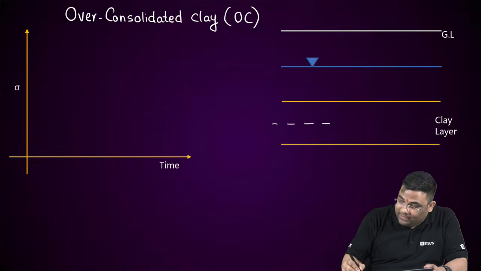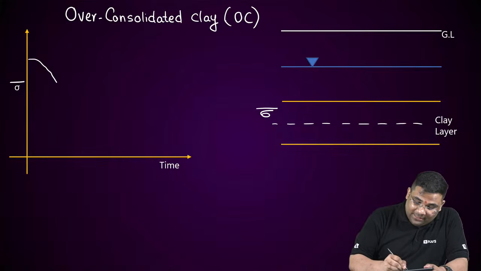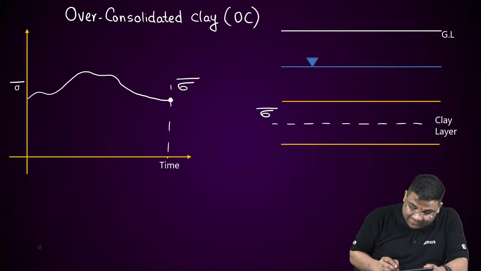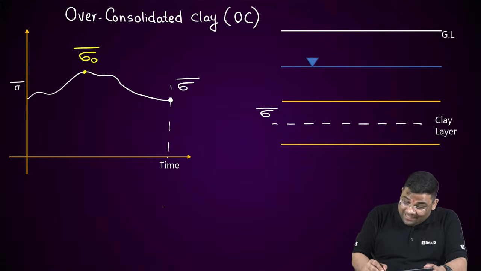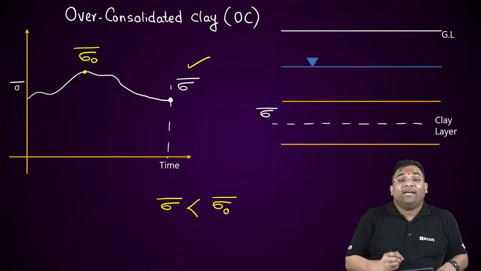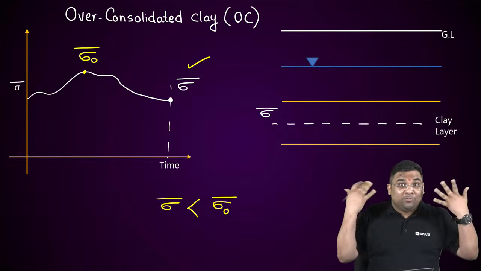Now again I will plot the effective stress at the middle of the clay layer, and suppose I'm getting a plot like this. Now see, this is the present stress, okay? Suppose this is sigma dash. And you can see that this is the maximum past stress. Now you see, the present stress is less than the maximum past stress. That means the soil is not experiencing this present stress for the first time in its life. It has already experienced this stress and even more stress.